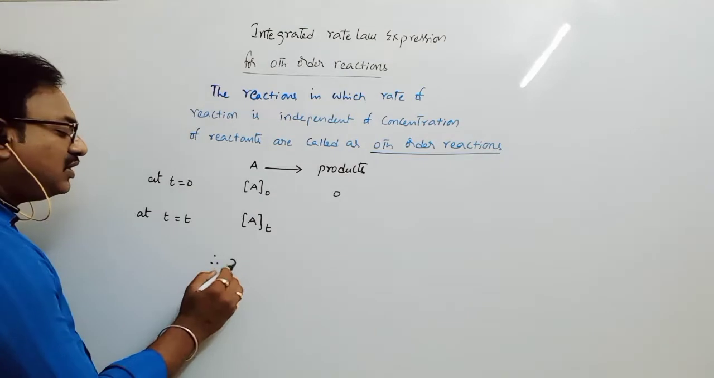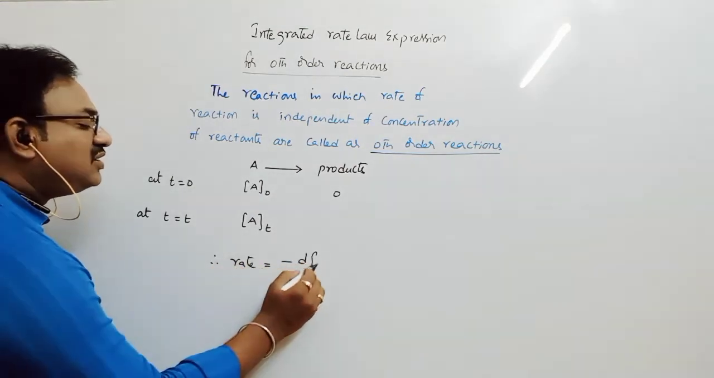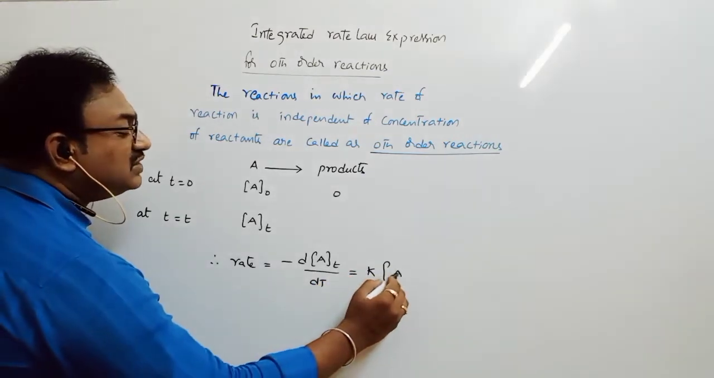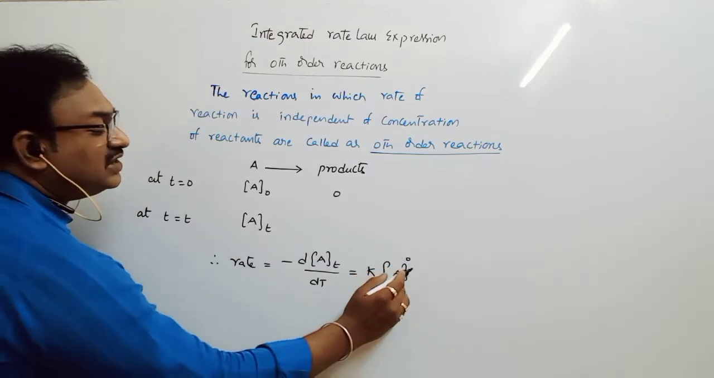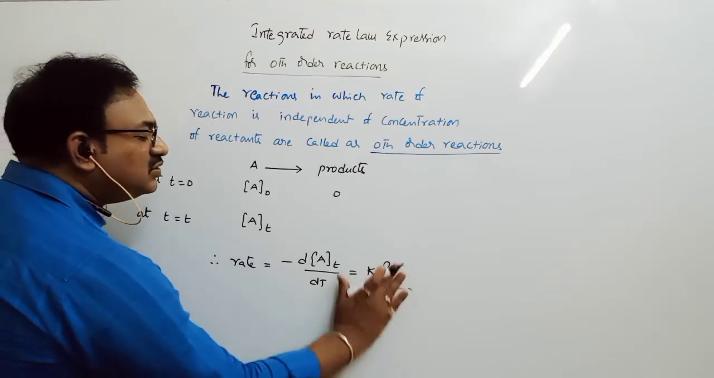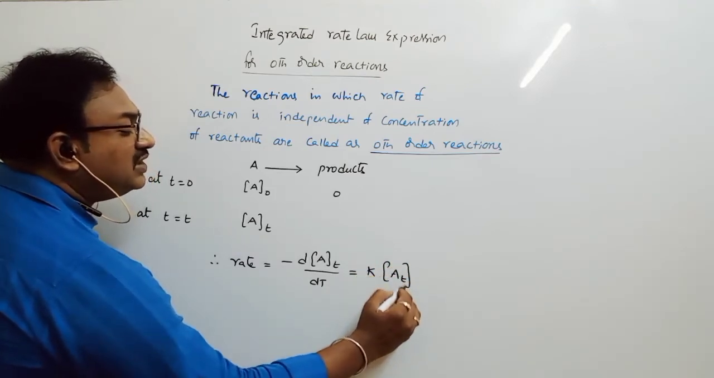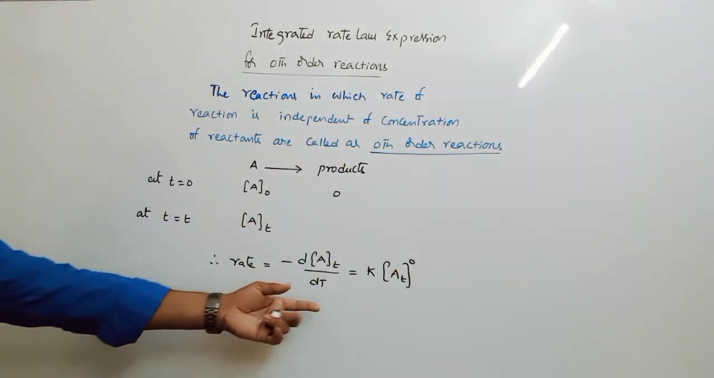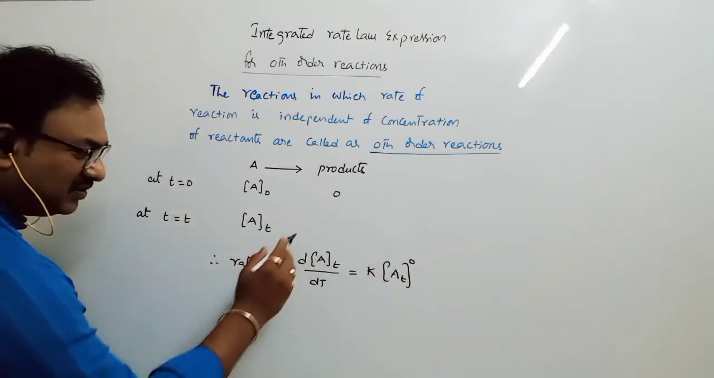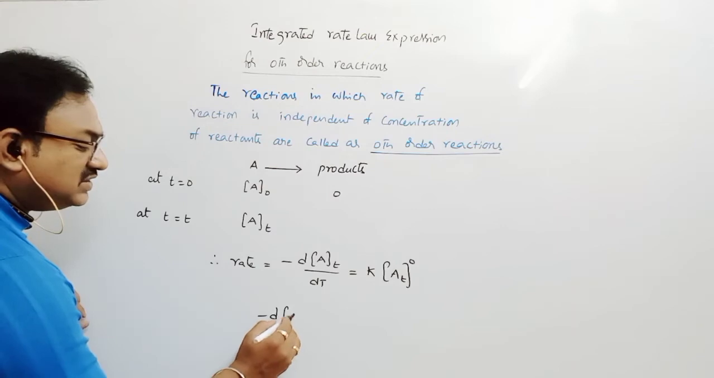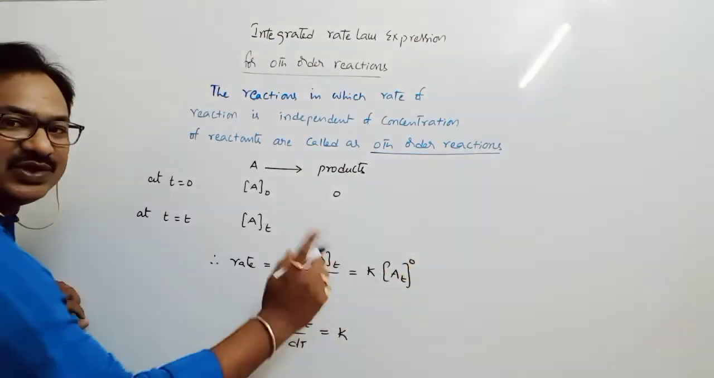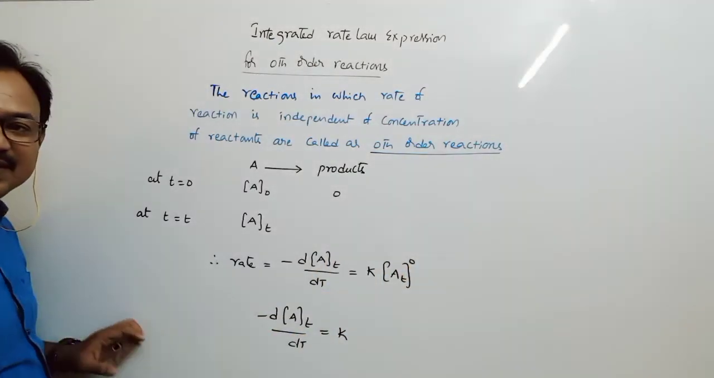Therefore, rate of reaction is equal to minus d concentration of A at t by dt is equal to k into concentration of A at t to the power 0. Why are we writing power 0 here? Because, as said earlier, zero means the rate is independent of concentration term. So this is the rate expression. Now minus d concentration of A by dt is equal to k, because something to the power 0 is 1.